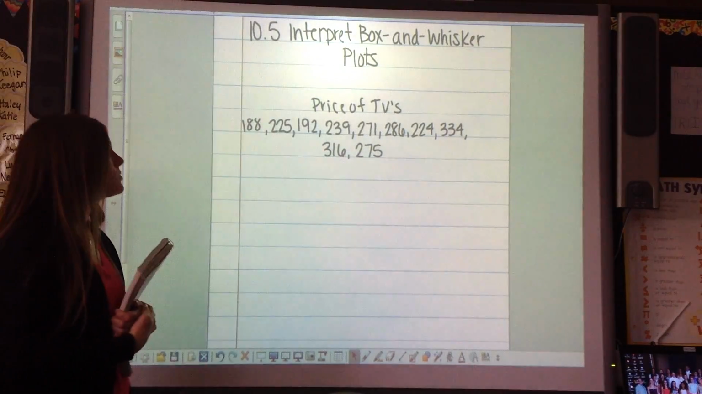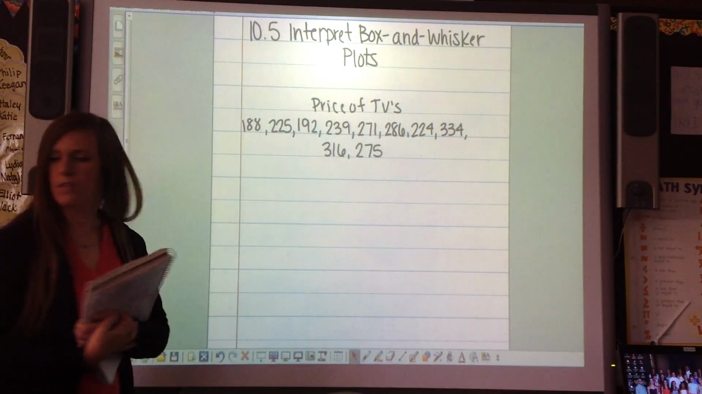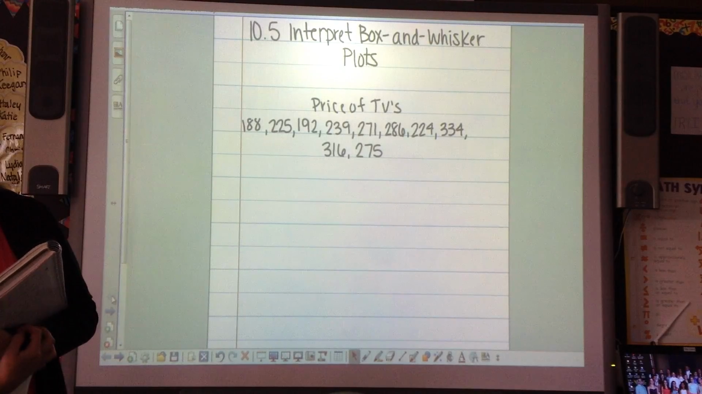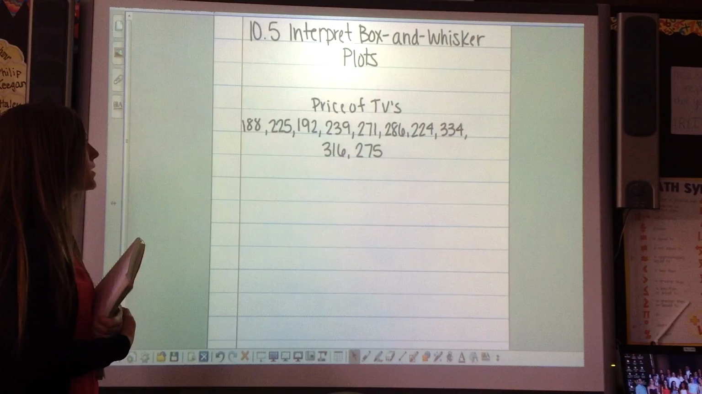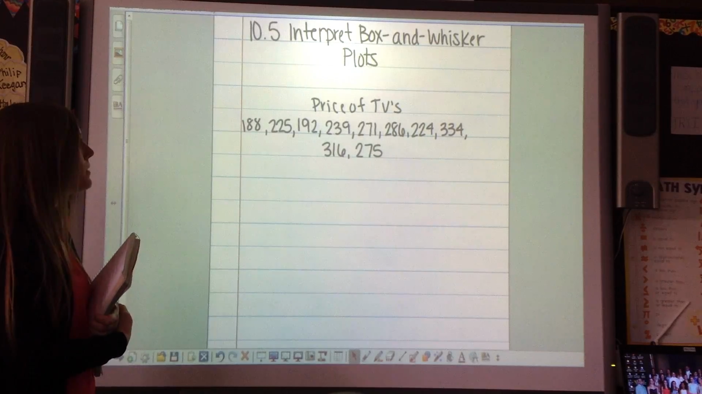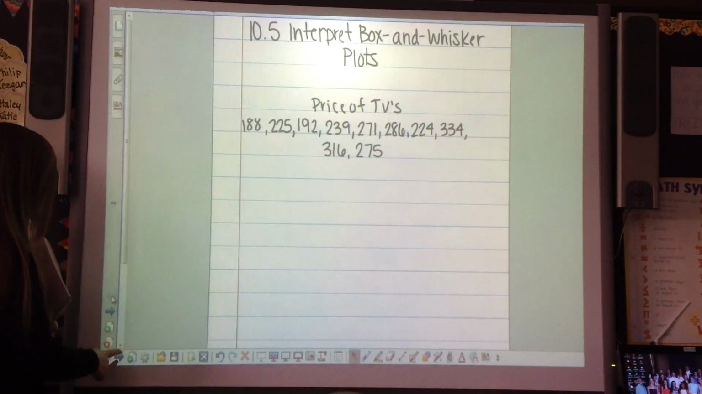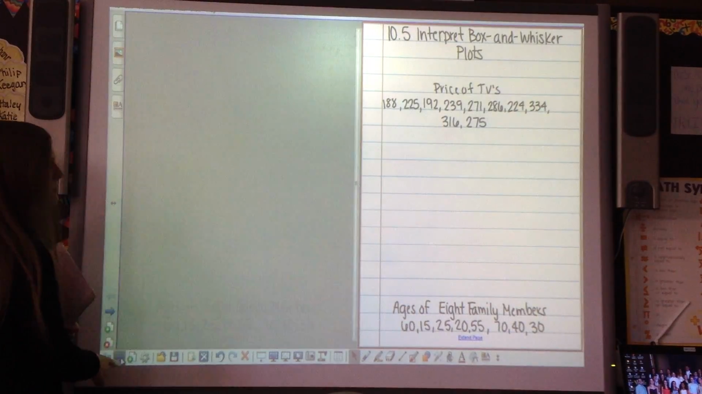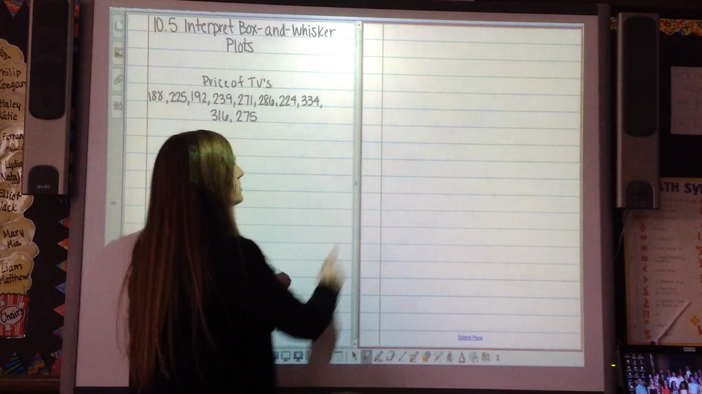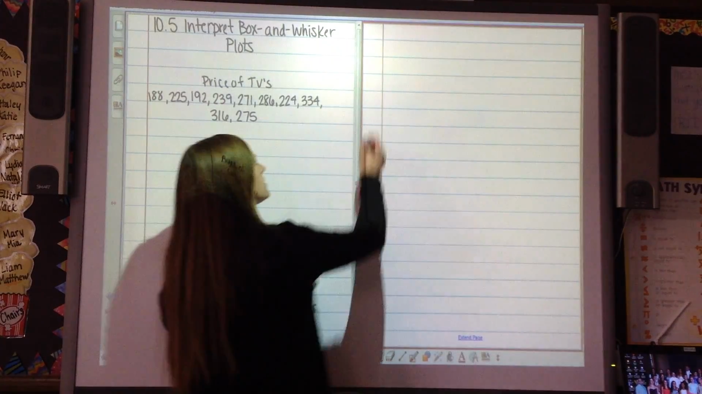We're going to make a box and whisker plot of the price of TVs. These are specifically 27-inch TVs. So we're going to compare the prices. To make a box and whisker plot, your first step is going to be to put the data from least to greatest. I'm going to make a list over here. Put data from least to greatest.